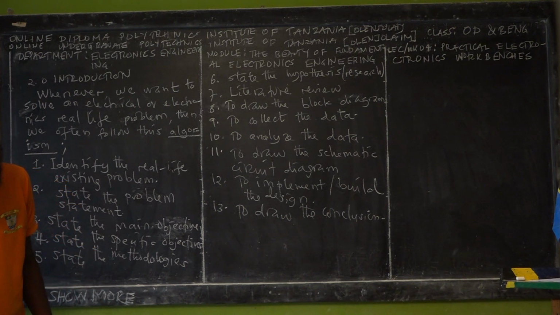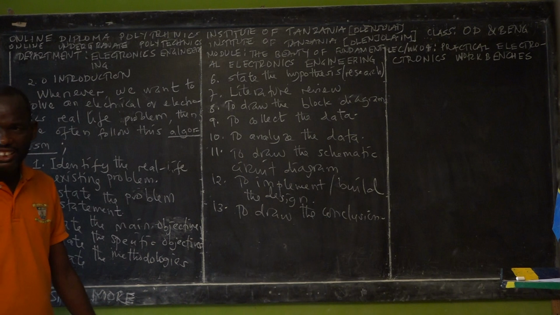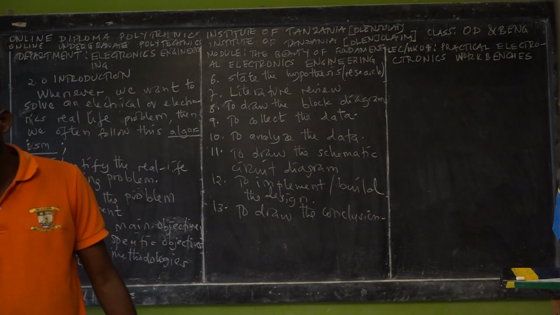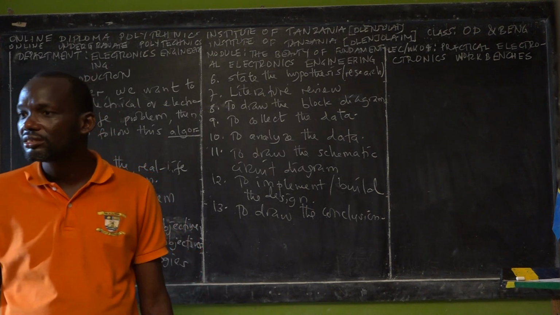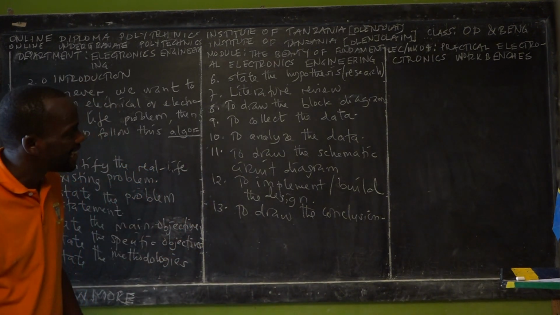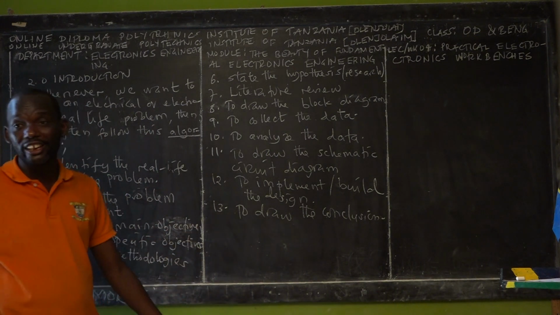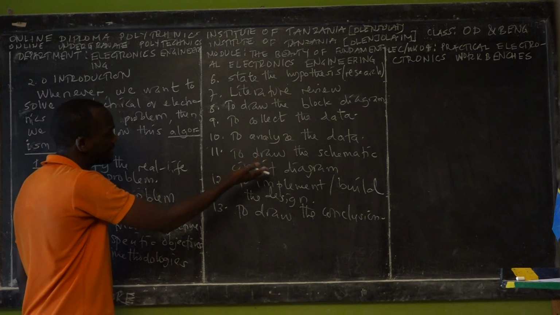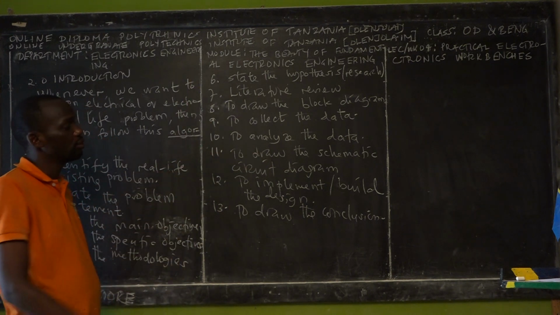Are we together? Yes. Then you can collect data, just if you're not sure that the problem is there, but if you are sure, you can skip. There's no need for you to collect data. You know the problem is there. Okay, you can analyze data. Because you didn't collect it, there is nothing to analyze. You can skip the 9th step, the 10th step, you can come to the drawing of the schematic circuit.